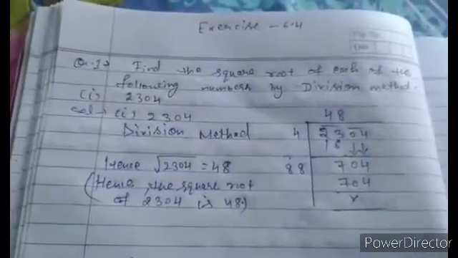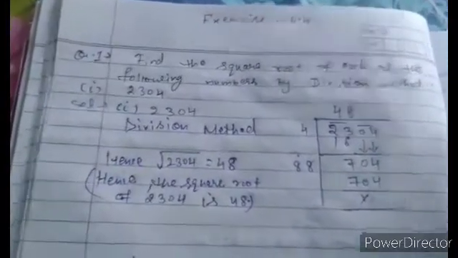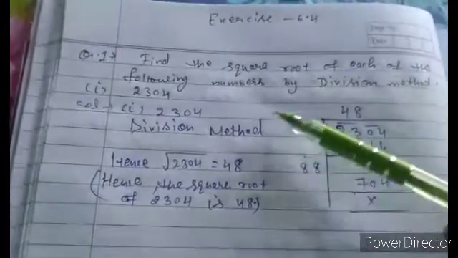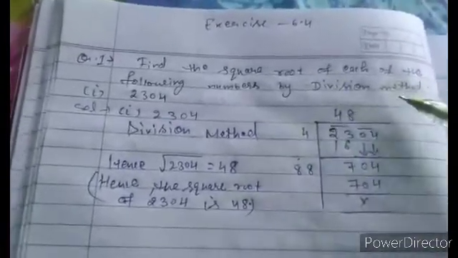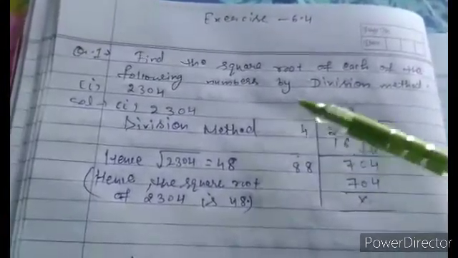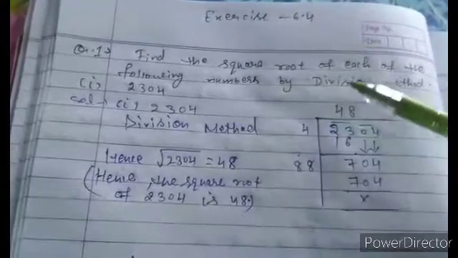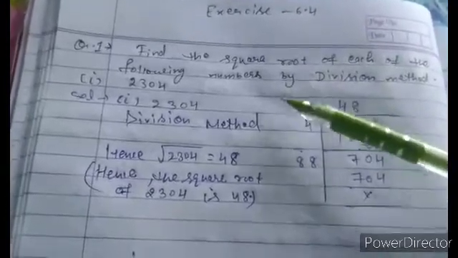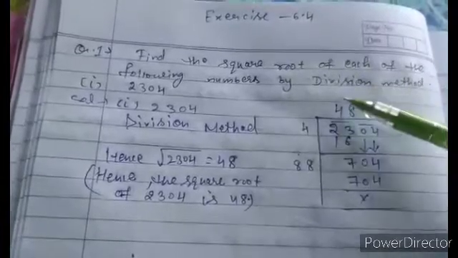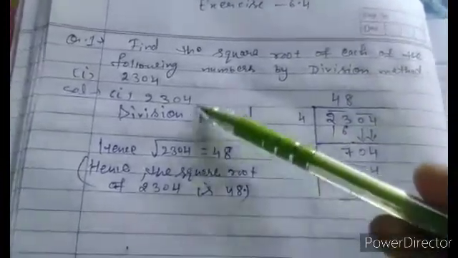NCERT 8th class math exercise 6.4 question number 1. Find the square root of each of the following numbers by division method. In the last exercises we took out the square root with the prime factorization method. Now in this exercise we have to take out the square root with the division method. So let's see the division method.